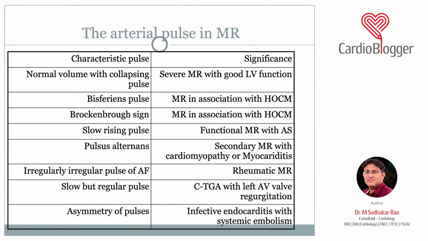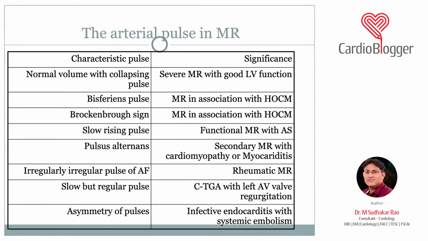In MR, if you get a slow rising pulse, you should know that there is an associated aortic stenosis. If you get an alternans, it means there is a dilated cardiomyopathy which is causing MR, or MR is causing a myocarditis. So these are the two things which can happen with the alternans.